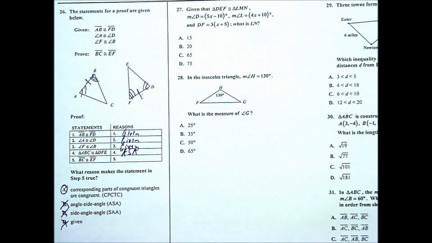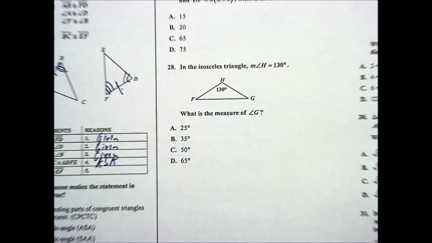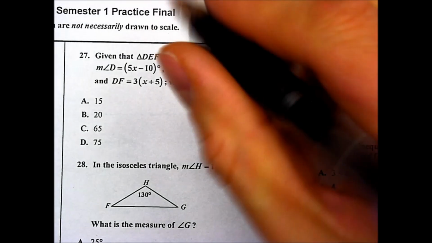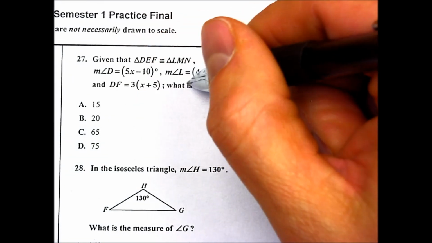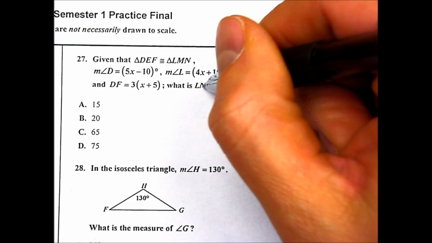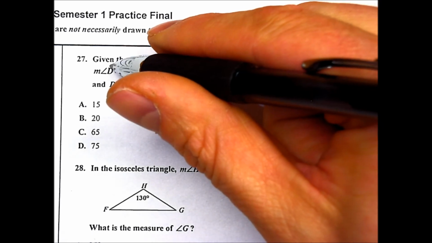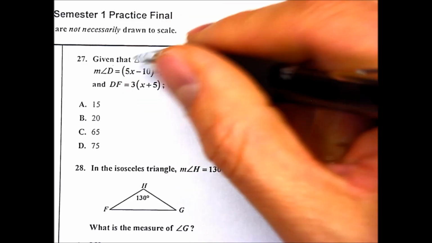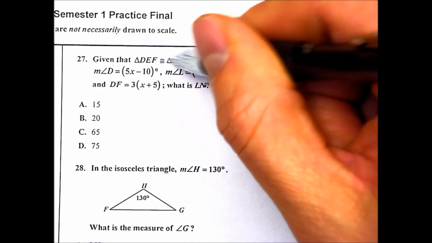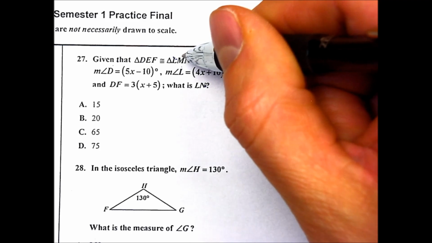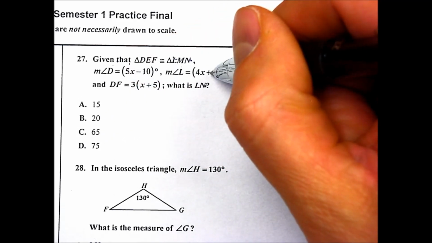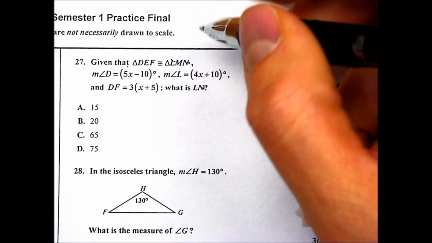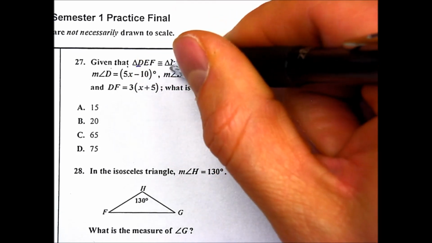All right, question 27. Given that the 2 triangles are congruent, what is the value of LN? LN is a side length. Angle D and angle L are angles. DF is a side length as well. So DF should be corresponding to LN, and it is. They're the same length. However, I need to solve for x first using these 2 angles. Angle D is congruent to angle L because they're in the same location of the congruence statement.